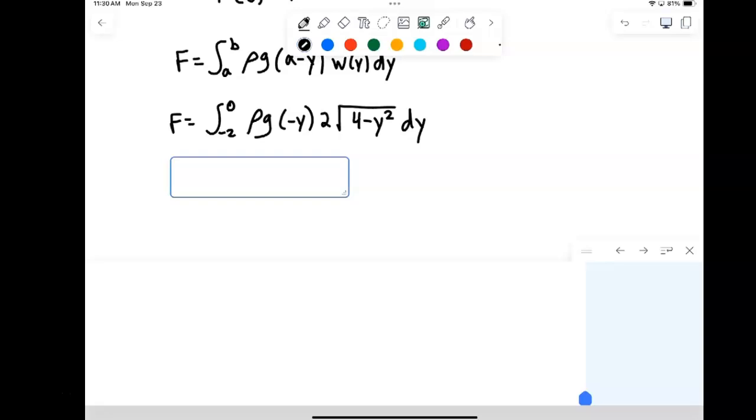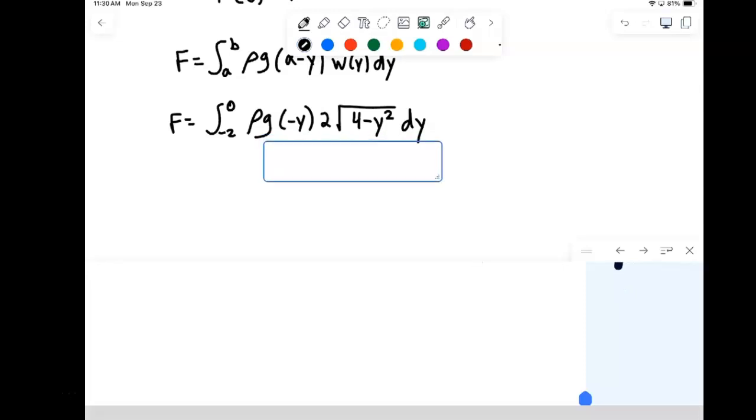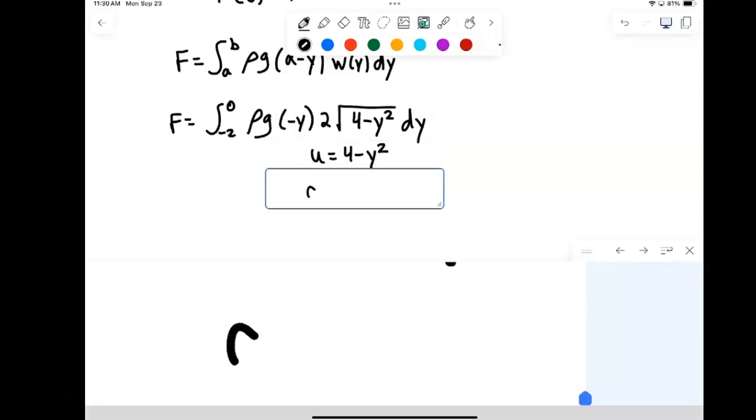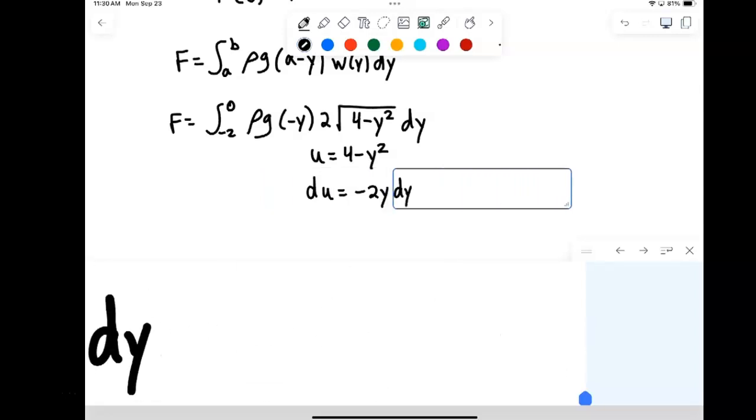Okay, so now we're ready to start working through this. The rho and g there will just come out front. The 2 is a constant, but we're actually going to absorb that in just a moment. So let u be the inside there, that square root. Du is going to call for a negative 2y dy.